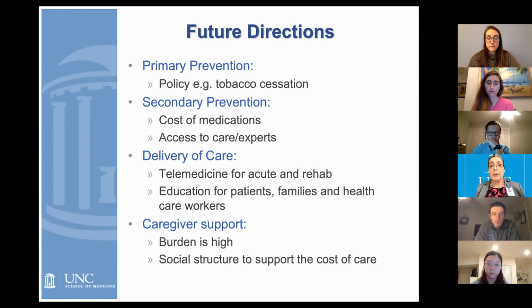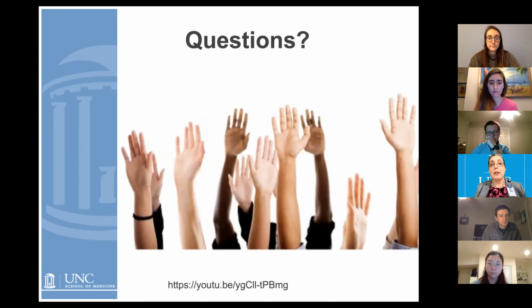And then we really have to help educate not just ourselves and our colleagues, but our families and patients. And of most importance is that once somebody's had a stroke, the burden of care to those around them is huge. They need a lot of support, and we don't really have a social structure that supports the cost of care and that supports family members to deliver that care. So on the whole, that's a bigger point and probably beyond the scope of today, but I'm really challenging you to think about these more broadly.